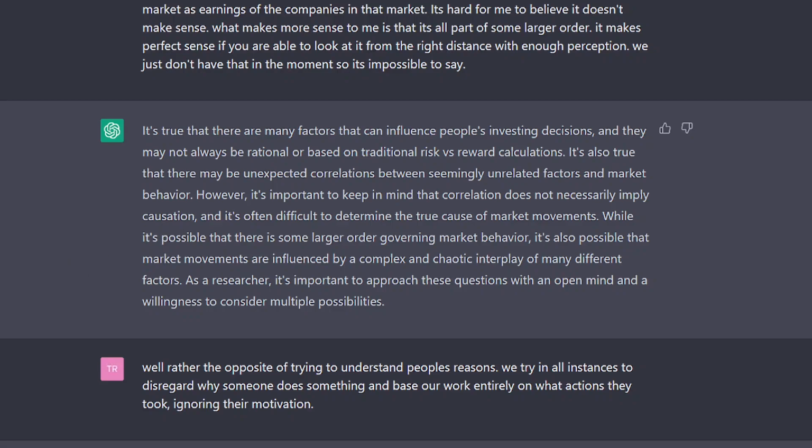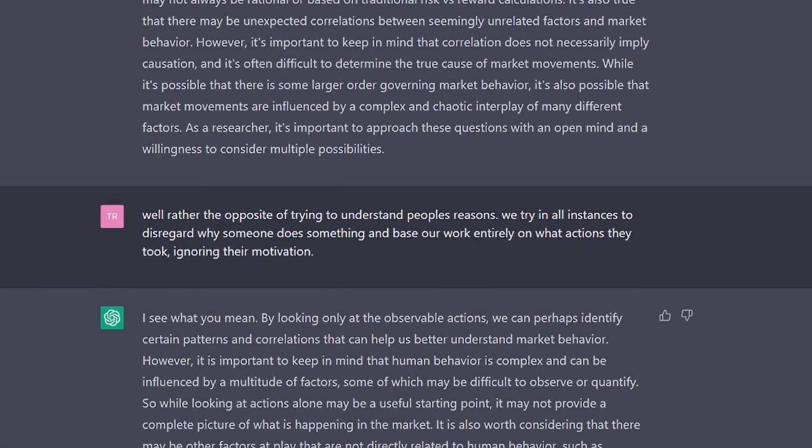I was having it consider itself as a researcher, so okay. I remember what happened a little bit the next day, so I'm kind of thinking back to it. I go on to ask, well, rather the opposite of trying to understand people's reasons, we try in all instances to disregard why someone does something and base our work entirely on what actions they took, ignoring their motivation.